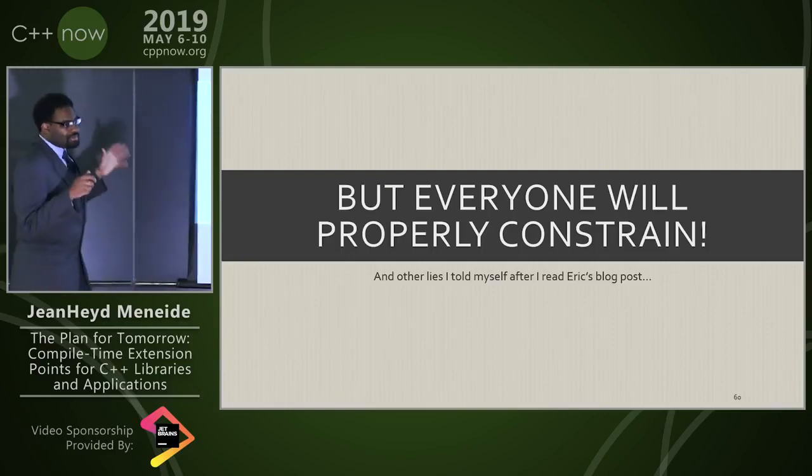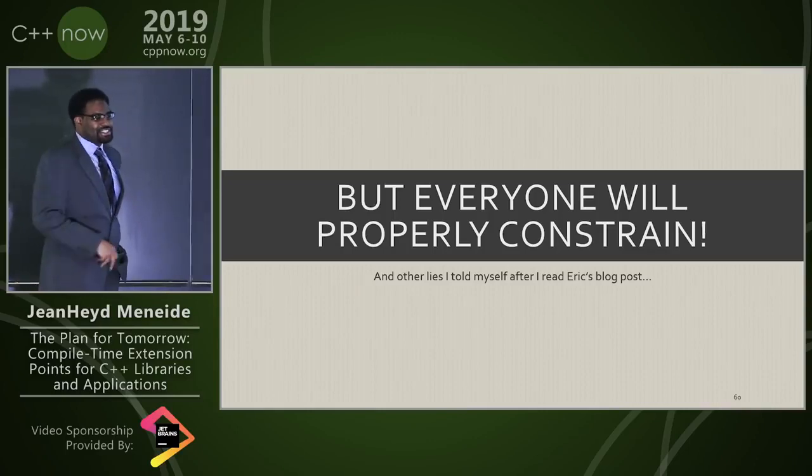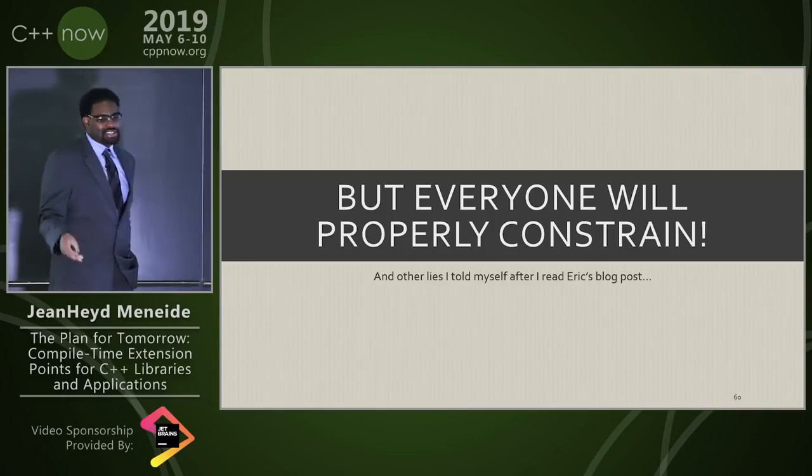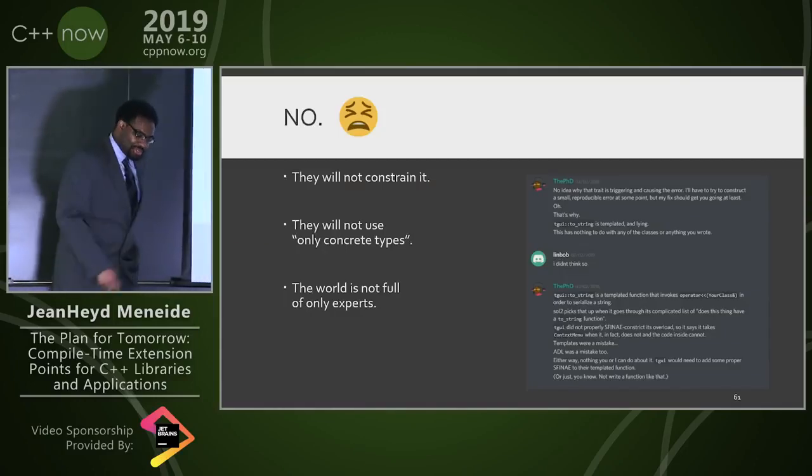But most people are like, everybody will properly constrain their function, right? Who's going to write some overload that's templated that just takes anything? You don't write code like that. Yeah, people do. They do.